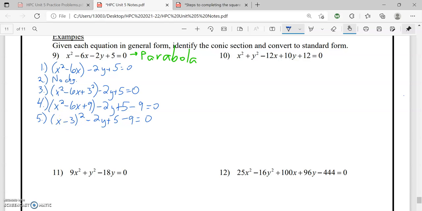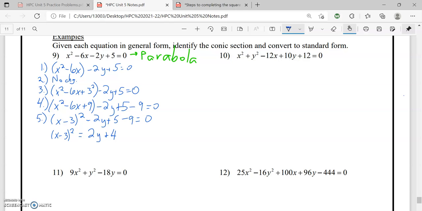So now I'm going to go beyond the steps of completing the square because now we need to get this thing into standard form. The standard form for a parabola does not look like this. We have just x minus 3 squared on one side and then the rest on the other. So I'm going to keep going here. So x minus 3 squared equals, now I'm going to move everything to the other side, 2y plus 9 minus 5, equals 2y plus 4.